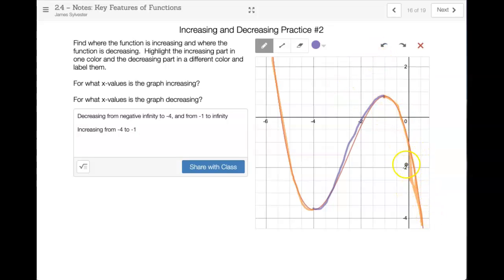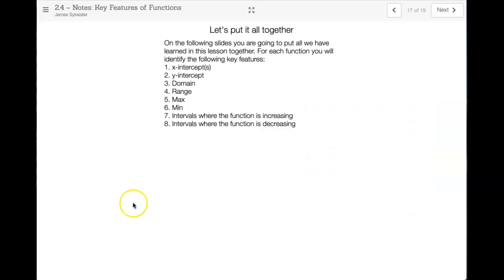It's decreasing again. And by the way, even though it's going down, it's still moving to the right. And to the right, we approach infinity on the x-axis. So again, decreasing from negative 1 to infinity. And then it's only increasing in this one spot. It's increasing from here, from negative 4 to negative 1. So that's what I say there.